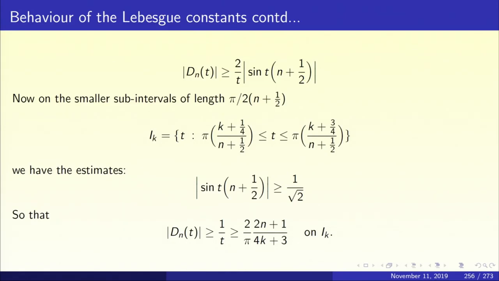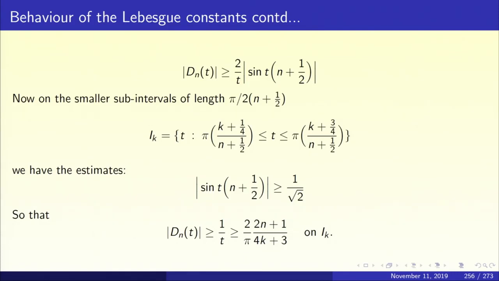Now let us take one of these subintervals of length π/(n + 1/2). So let us display this interval I_k explicitly. The I_k you see in the middle of the slide is I_k equal to the set of all t which lies between π(k + 1/4)/(n + 1/2) and π(k + 3/4)/(n + 1/2). Look at this interval I_k. This is a smaller interval.